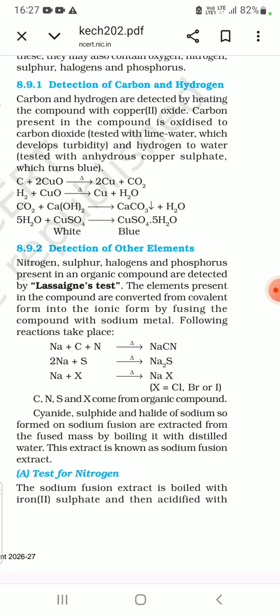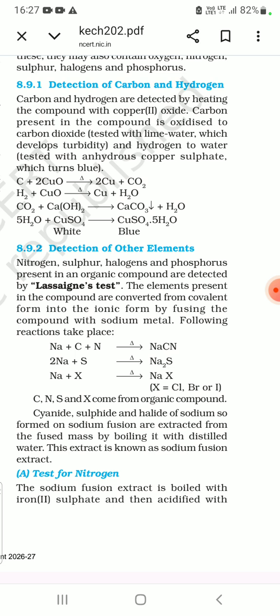C plus CuO forms Cu plus CO2, and 2H plus CuO gives Cu plus H2O. CO2 plus Ca(OH)2 gives CaCO3 plus H2O. 5H2O plus CuSO4 gives CuSO4.5H2O, which is blue in color.